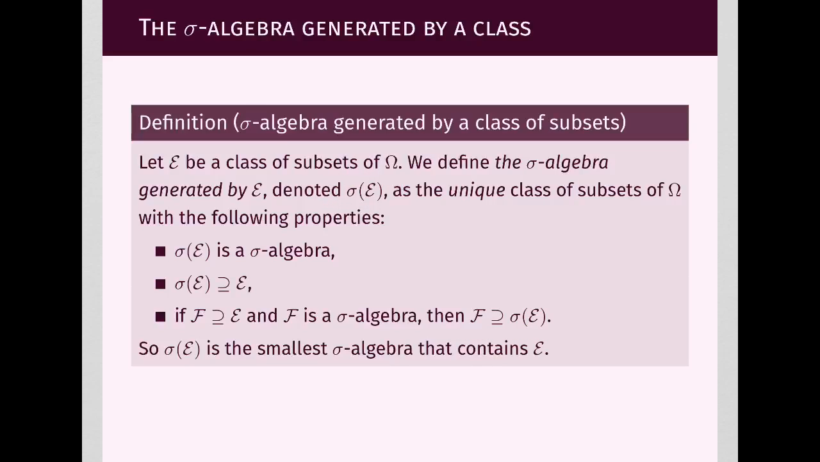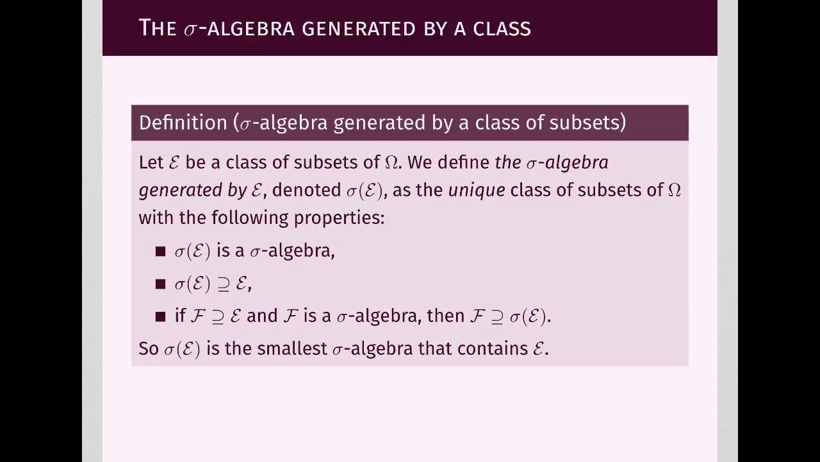So in this sense, since it contains E and it must be contained in any other sigma algebra that contains E, we can think of sigma of E as the smallest sigma algebra that contains E.